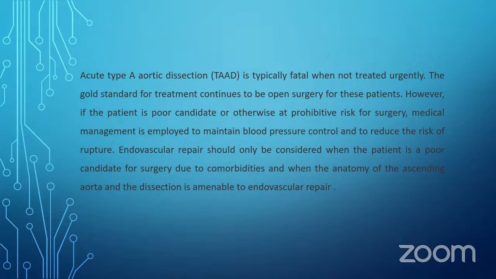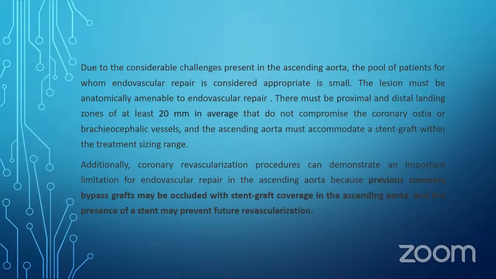Endovascular repair should only be considered when the patient is a poor candidate for surgery due to comorbidities, and when the anatomy of the ascending aorta and the dissection is amenable to endovascular repair. Due to the considerable challenges present in the ascending aorta, the pool of patients for whom endovascular repair is considered appropriate is small. The lesion must be anatomically amenable to endovascular repair. There must be proximal and distal landing zones of at least 20 millimeters on average that do not compromise the coronary ostia or brachiocephalic vessels, and the ascending aorta must accommodate the stent graft within the treatment sizing range.